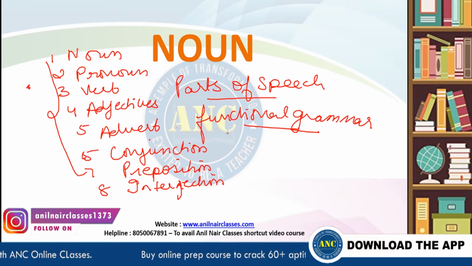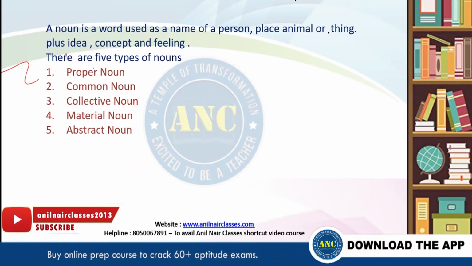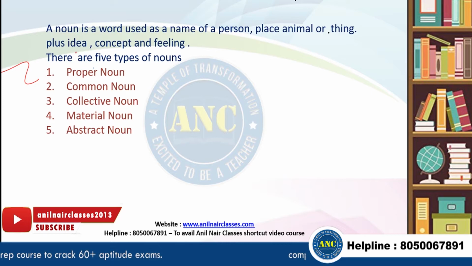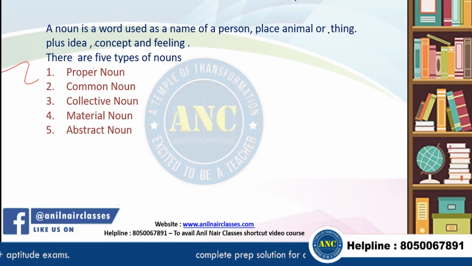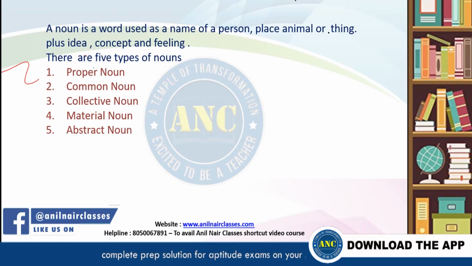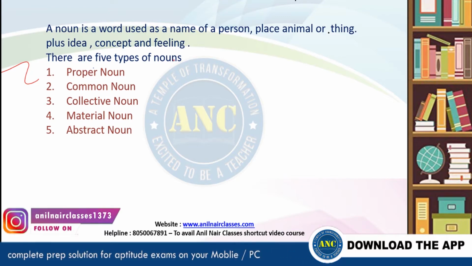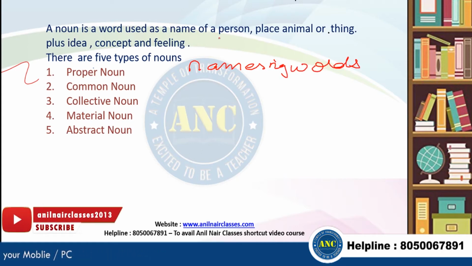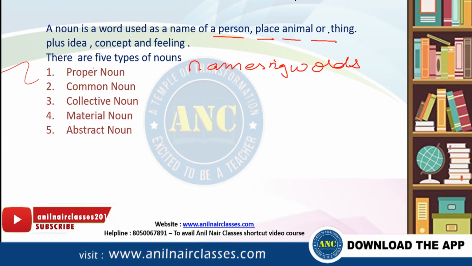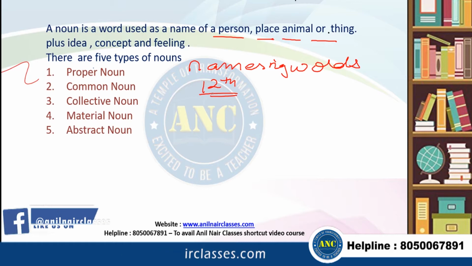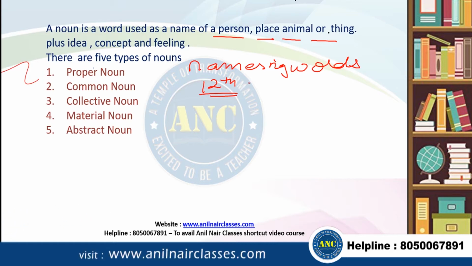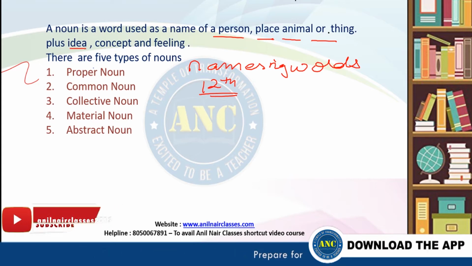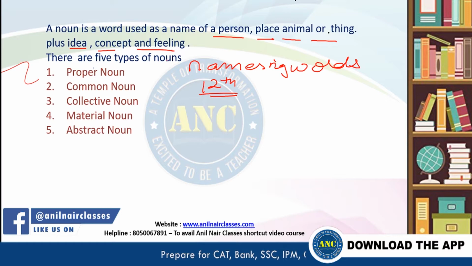So let's first look at the definition of a noun. As per the definition we have learned till our high school level, we know that naming words are called nouns. We used to say the name of any person, place, animal or thing is a noun. This is what we have learned till our high school level. Now for competitive exams, we have to expand that definition and add three more things. That is, the name of any idea, concept or feeling is also a noun.